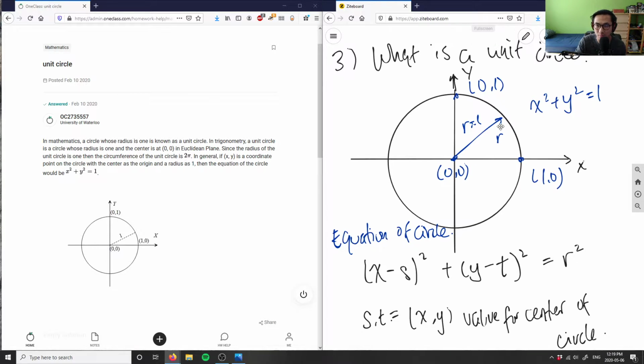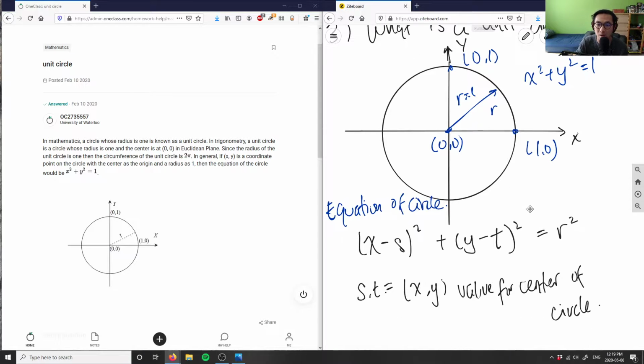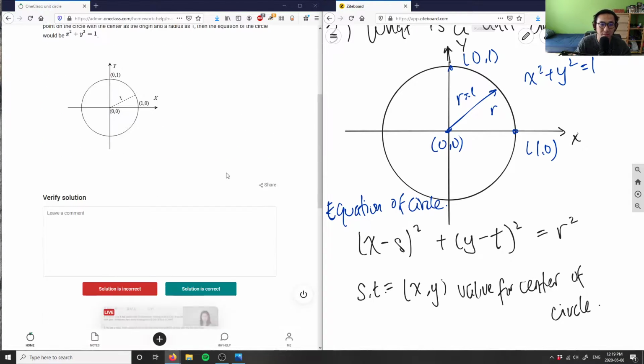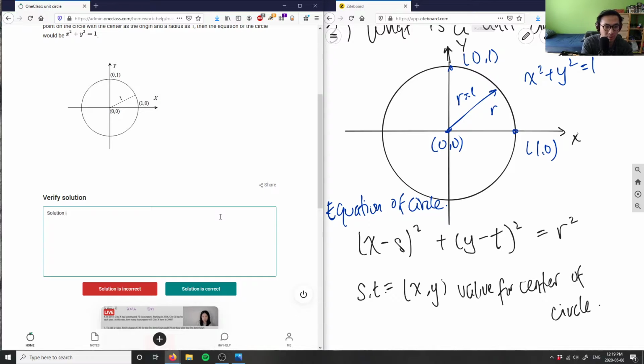You learn this when we talk about quadratic functions, because we have one quadratic function here and another quadratic function here. A lot of the questions would have you complete the square to find the center of the circle, or to find the radius of the circle. So I'm going to say the solution here is correct. Good analysis as well.